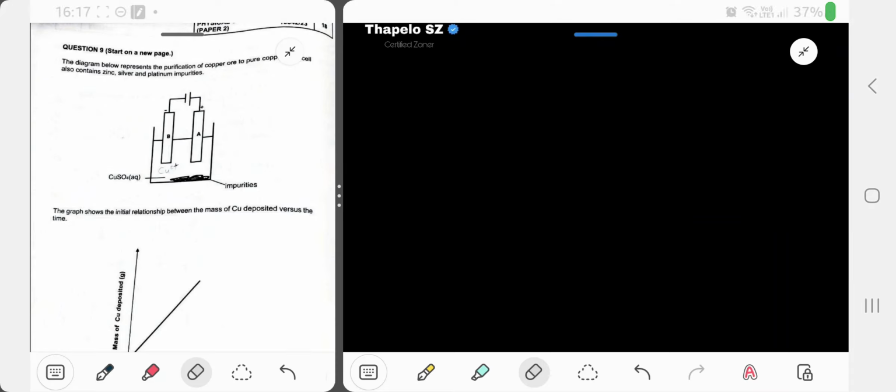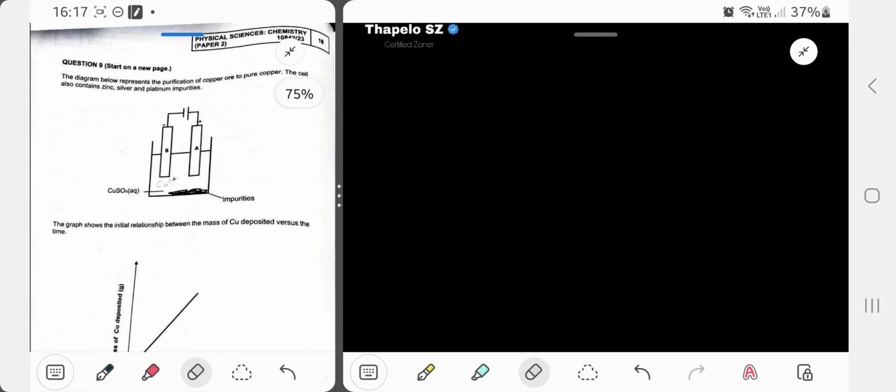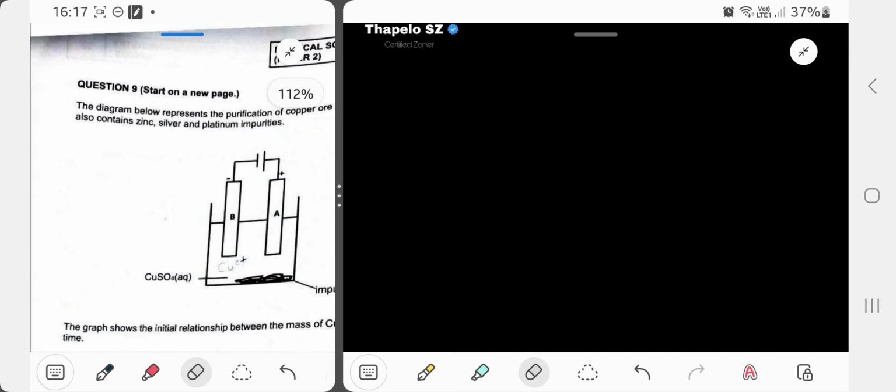So today we'll be looking at chemistry paper 2, right? Of the physics prelim in Gauteng. Okay, so this paper was written today. By today I mean the 26th of September, I believe. Yeah, it is 26 today. So we're going to be looking at question 9 first, right?